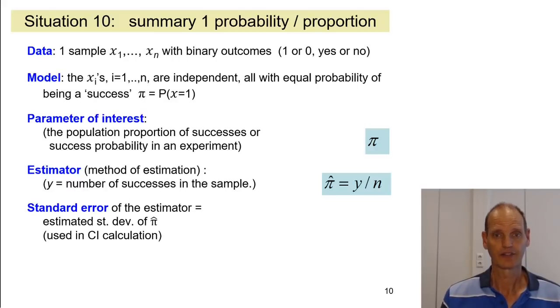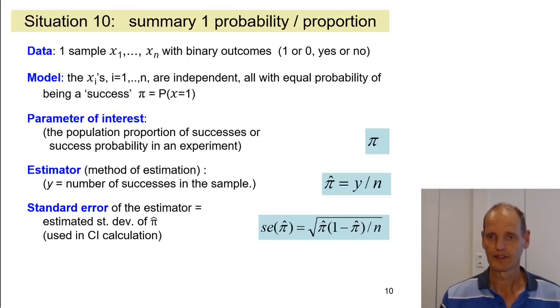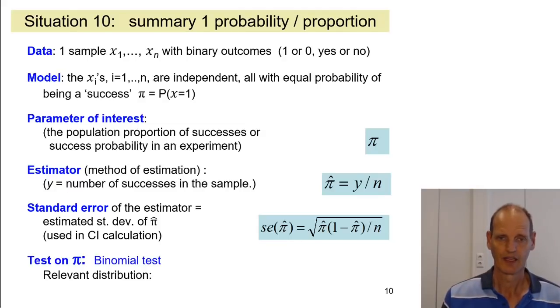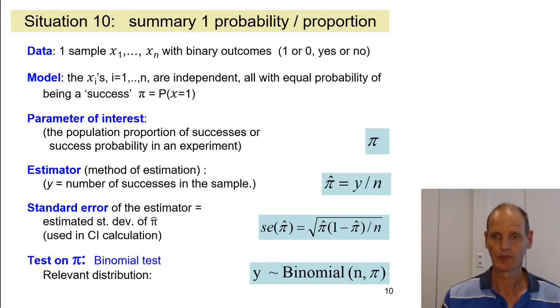The standard error of the estimator, which is used in the confidence interval calculation, is also the estimated standard deviation of pi hat, given as the standard error of pi hat, the square root of pi hat times 1 minus pi hat, divided by n. And finally, for the binomial test, we see that the relevant distribution that we need is the binomial distribution with parameters n and pi.